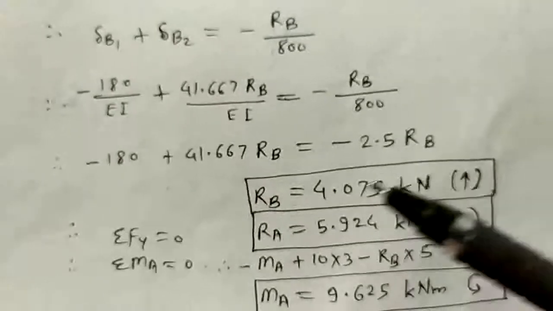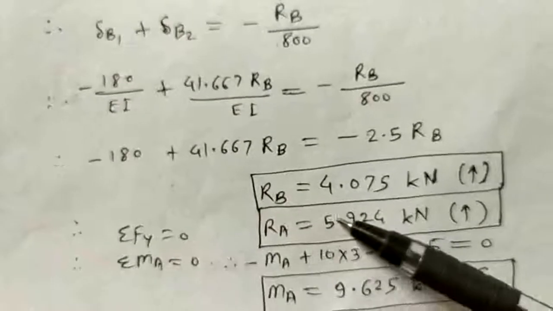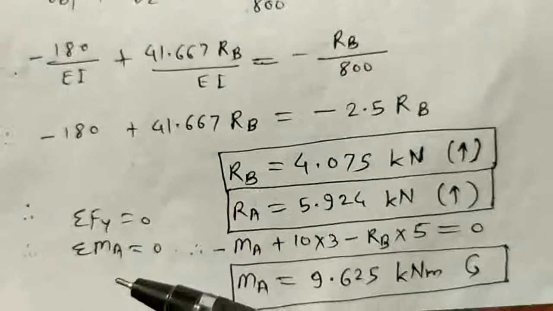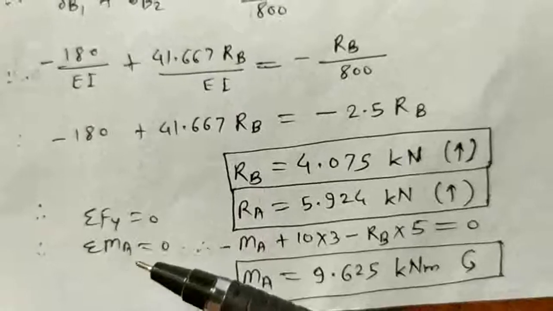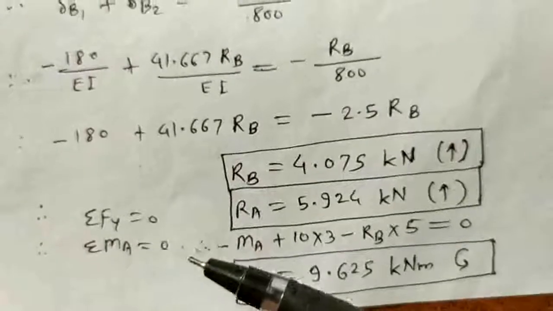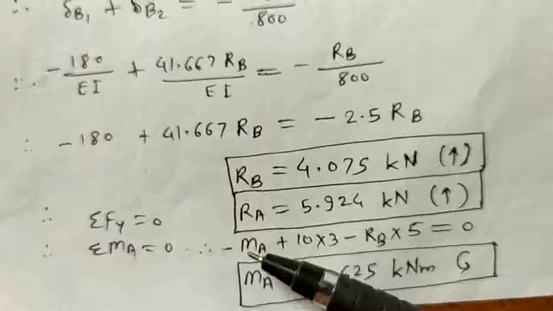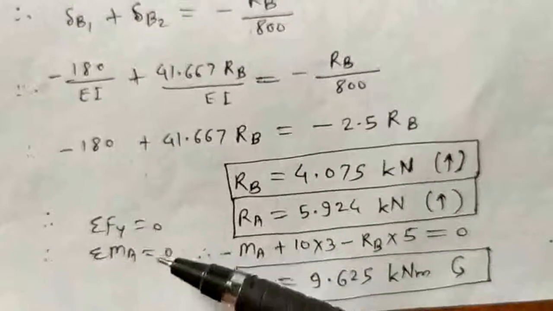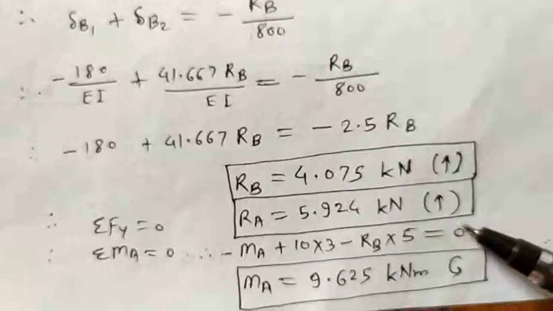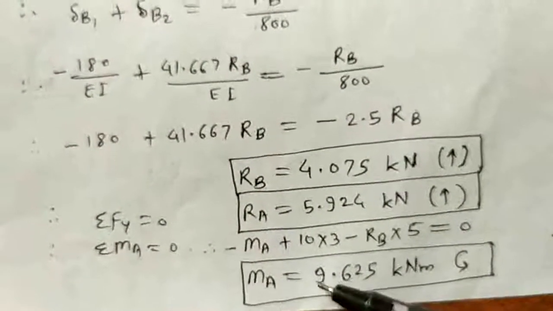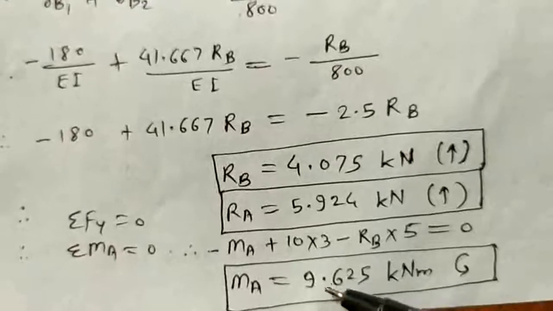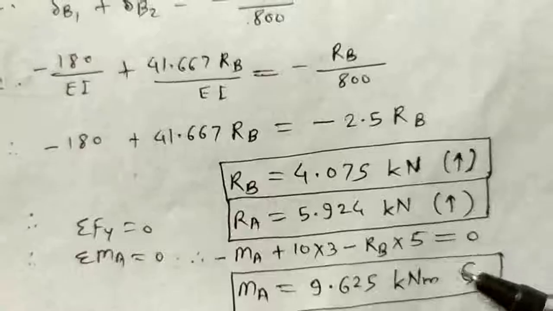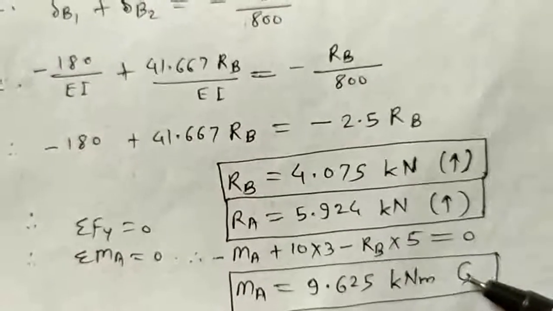After getting reaction RB, apply summation Fy equal to 0, you will get RA. Next, apply another equation, that is take a moment about A equal to 0. Here I assumed MA as anticlockwise, that's why I have written here negative. We are getting MA as a positive answer, which means the assumed direction is correct. The assumed direction was anticlockwise, so I have shown this direction.